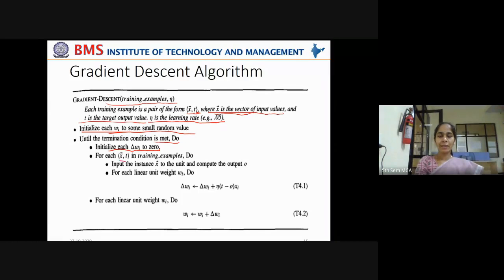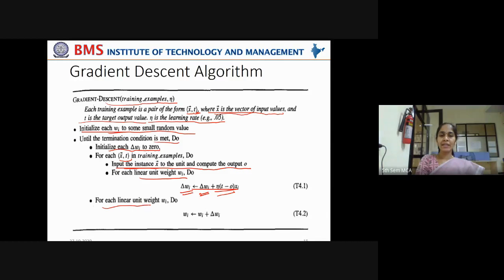Now for each training example x bar, t, repeat the following. Input the instance x bar to the unit and compute the output O. Compute the prediction so that you can see what the prediction error is. Input the instance x bar to the perceptron unit and compute that perceptron unit's prediction. Now for each linear weight wi, calculate the change that you have to make to wi. How is that change calculated? Delta wi is delta wi plus the learning rate multiplied by the prediction error multiplied by the input value.